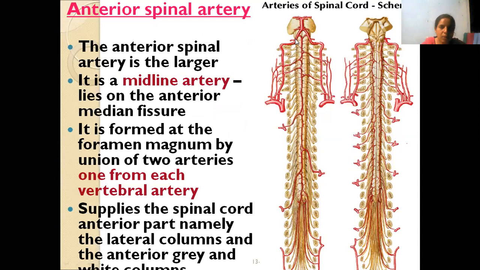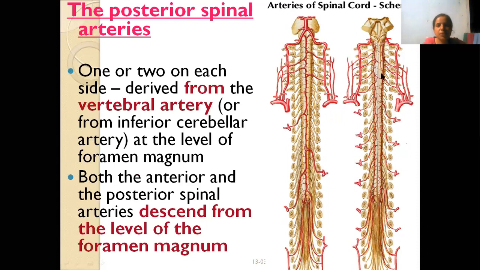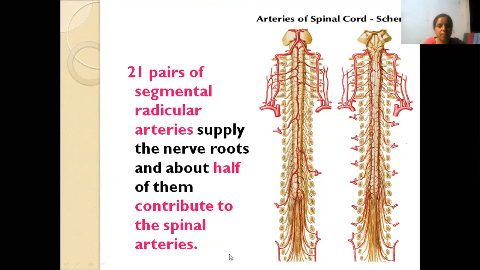The anterior spinal artery is present throughout the anterior median fissure, this whole thing. The posterior spinal arteries are derived basically from the vertebral artery. How many? They are two in number. From the foramen magnum you can see them descending almost up to the level of the sacrum and coccyx. Till there you will see blood supply is there.